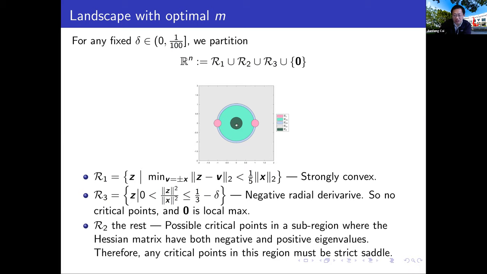We show that in this dark green region, the radial derivative is just negative. It is just non-zero, so that there is no critical point in this R3 region. And also zero is a local max because this radial derivative is negative. And R2 is just the rest, these three different colors together. In this R2, we prove that possible critical points come from only a subregion. But in that subregion, the Hessian always has both negative and positive eigenvalues. Therefore, any critical points in this R2 must be strict saddle.